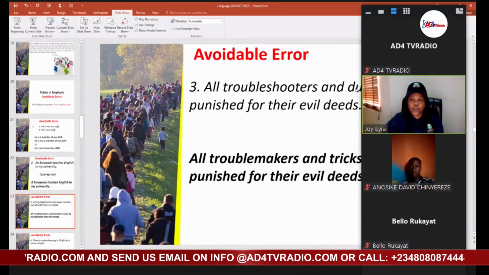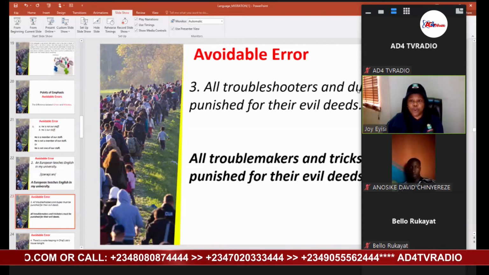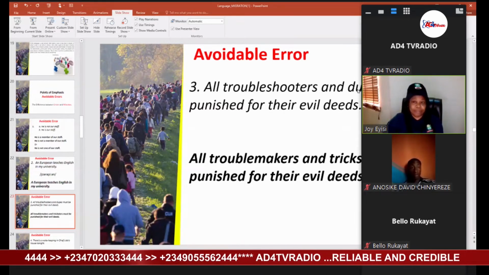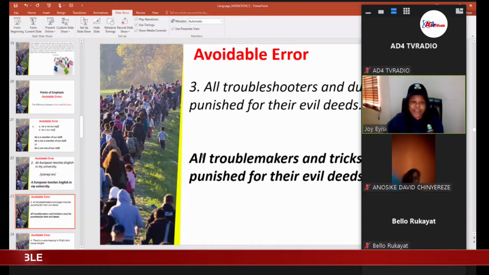The person who duped him or who tricked him or who cheated him is known as a trickster or a cheat. The right thing to say in this sense should be, all troublemakers or tricksters must be punished for their evil deeds.